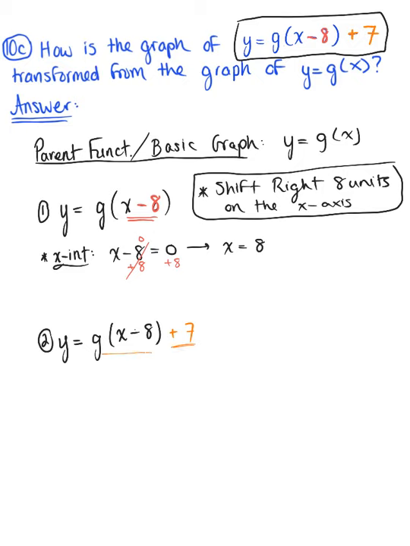So this means that we are vertically shifting along the y-axis. And now because our constant is positive, this indicates that we are going to shift up 7 units. And this is shifting up 7 units along the y-axis.